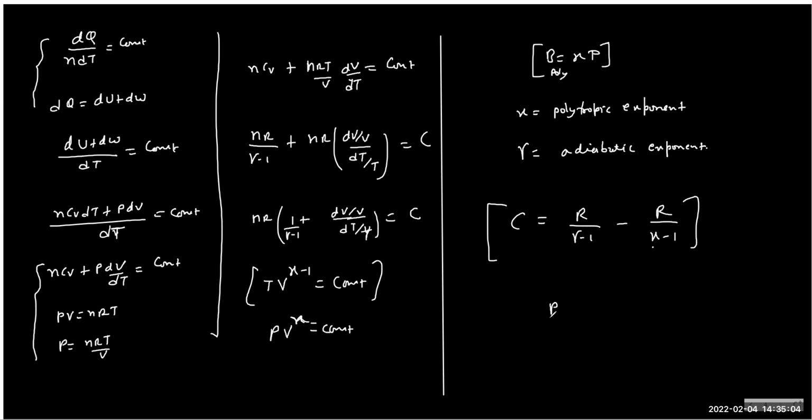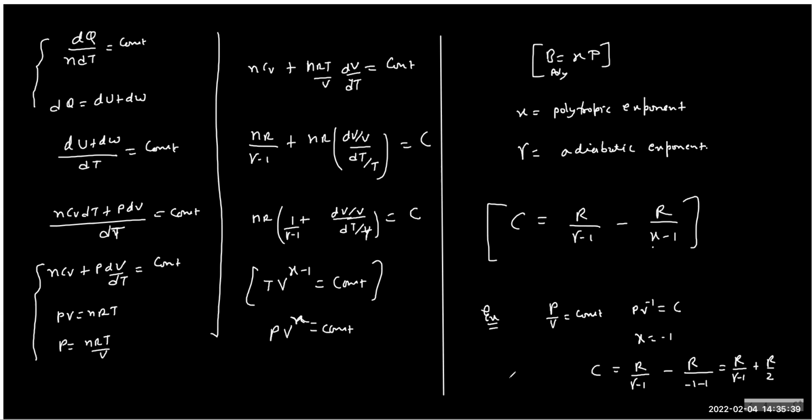So if I say P by V equals constant, this is as good as PV to the power minus 1 equals constant, and therefore x turns out to be minus 1. So C of this process will be how much? It turns out to be R upon... So this is the C of this process, which is again some new constant.